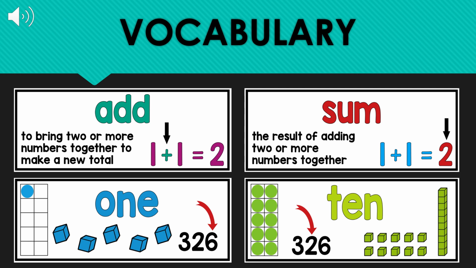Our next vocabulary word is ones. That is what we call any digit between 1 and 9 using our place value chart. And our next word is ten, which we know is a bundle of ones. For example, 1 bundle of ten ones would be 1 ten, but 2 bundles of 10 ones would be 2 tens.